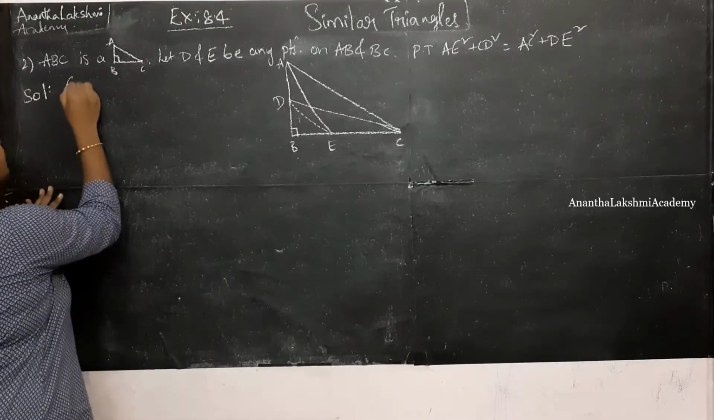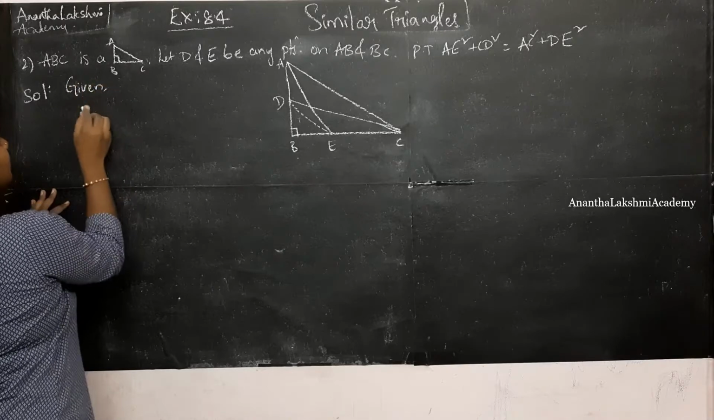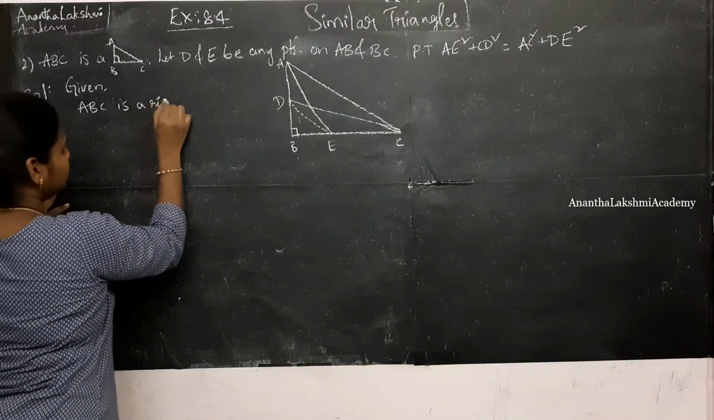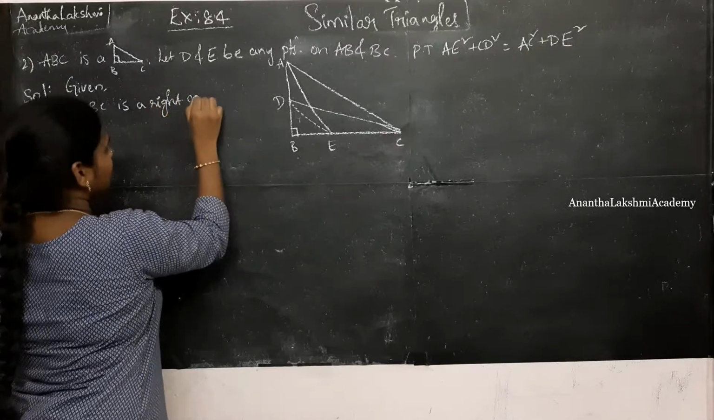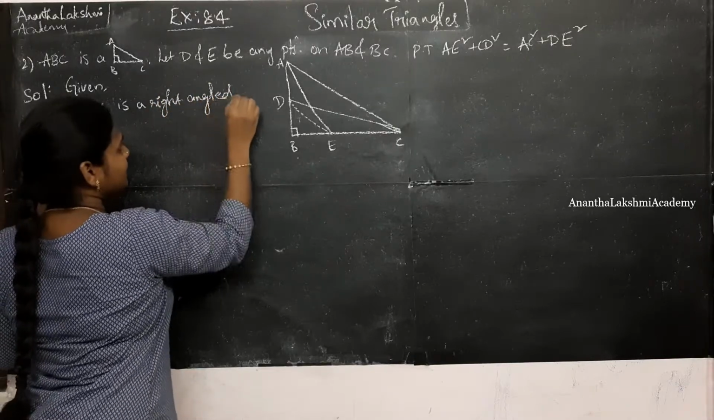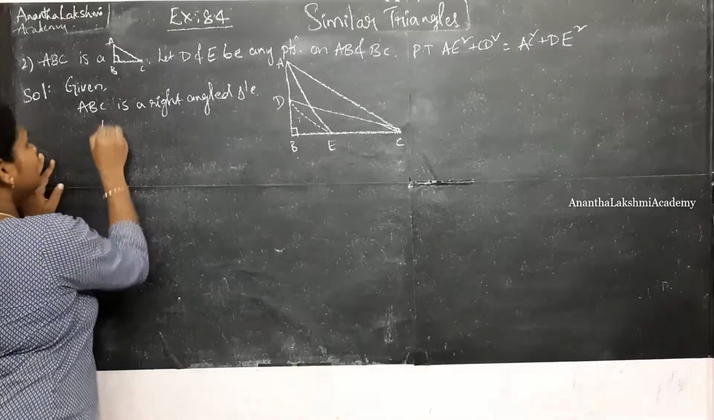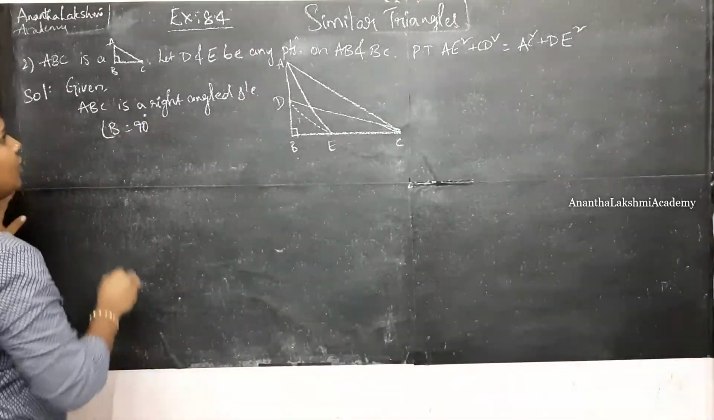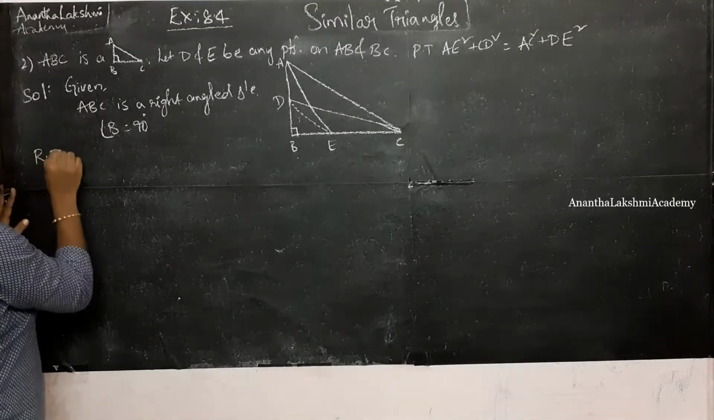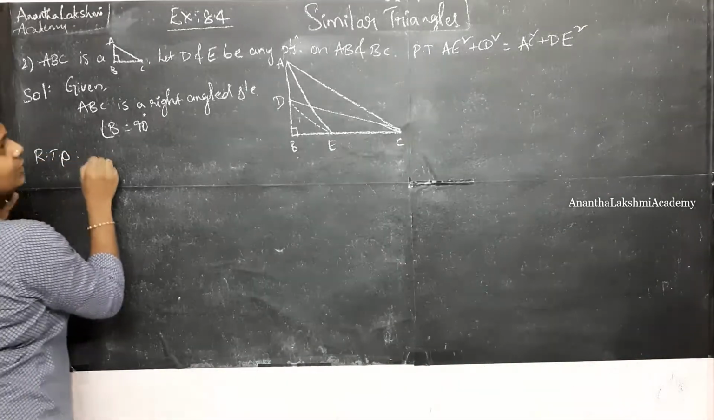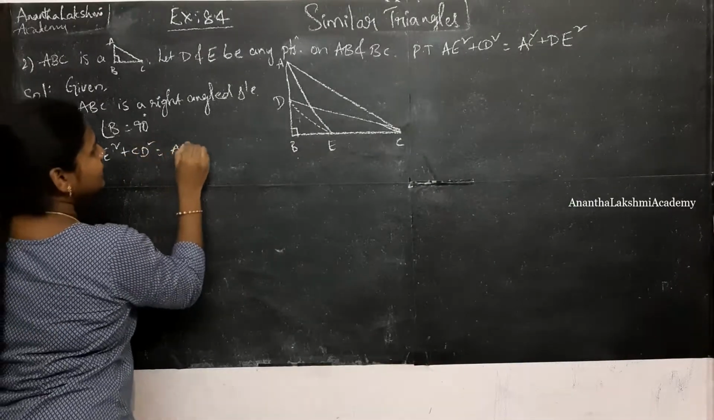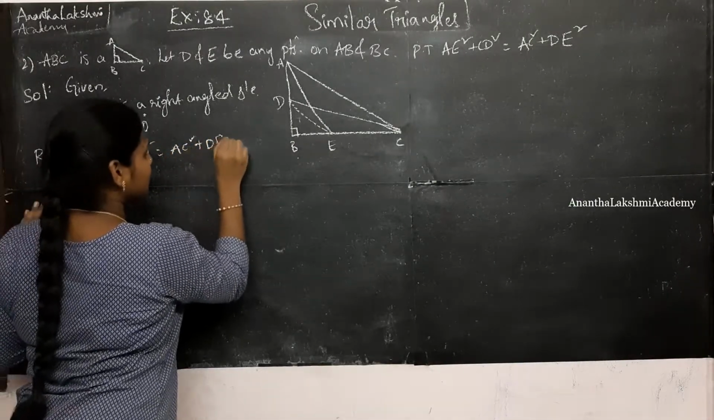What is given for us? ABC is a right angle triangle. Okay. ABC is a right angled triangle such that angle B is equal to 90 degrees. Okay. Now what are we supposed to prove? What is required to prove? It is nothing but AE square plus CD square is equal to AC square plus DE square.